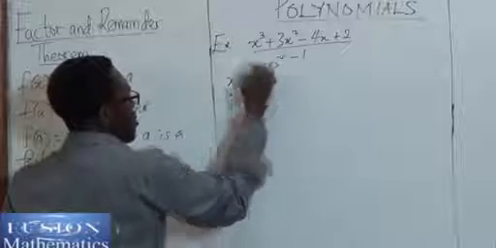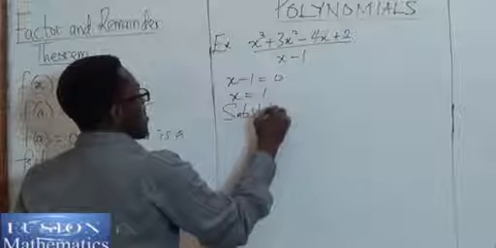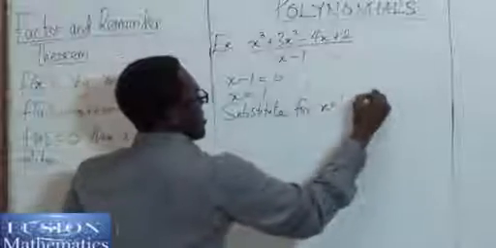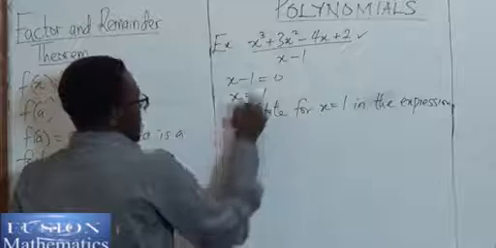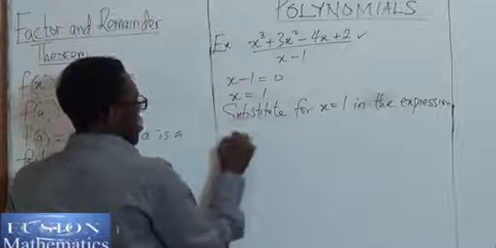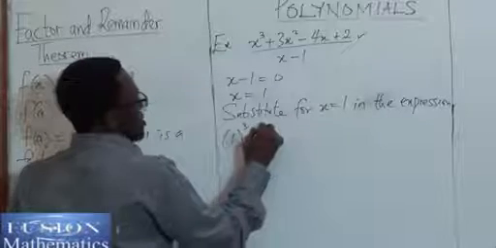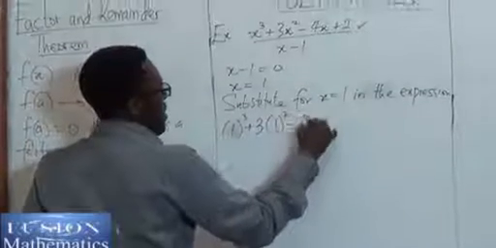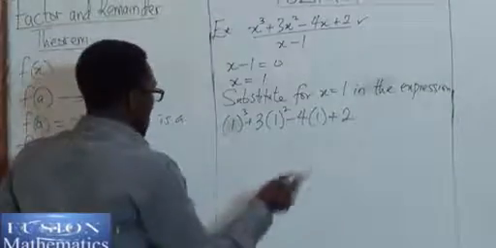So this will give us what? 1. Then we substitute for x equal to 1 in the expression. That is this expression. So wherever you see x, you put 1. So that will be 1 raised to power 3 plus 3 bracket 1 raised to power 2 minus 4 bracket 1 plus 2. Then we solve.